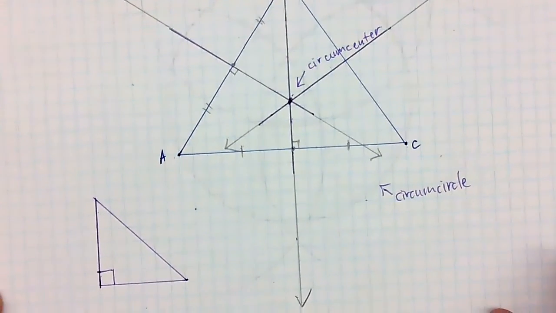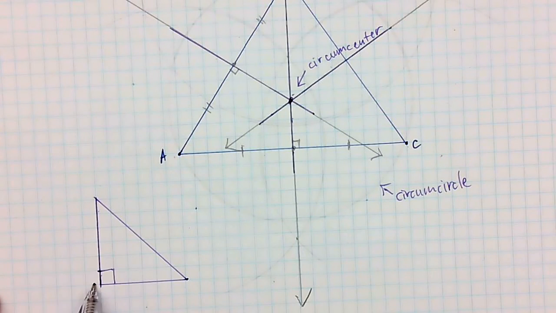So for tomorrow, I want you to construct a right triangle. You can make it any size you would like. Make your right angle using your grid paper. And then I want you to find the perpendicular bisectors, all three of them, so that you can find that point of concurrency we call the circumcenter, and use that to draw your circumcircle around the right triangle.